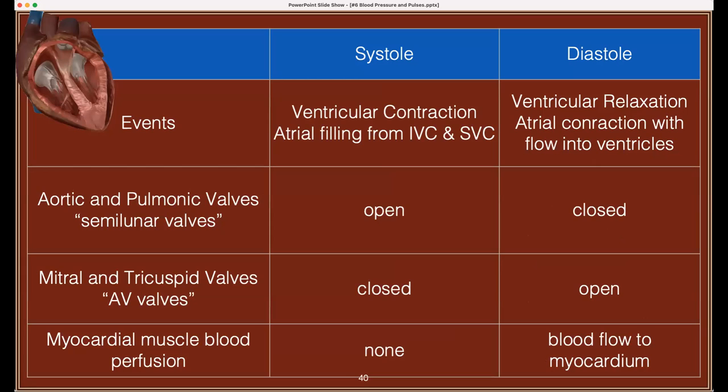And these are the events, and I'll let you go through this in the PDF. Notice that the aortic and pulmonic valves are open when the mitral and tricuspid valves are closed.